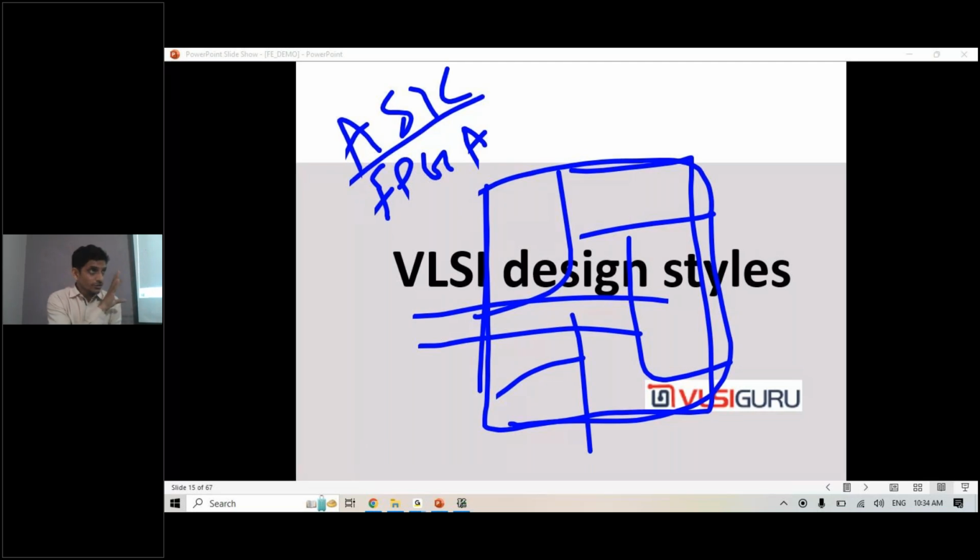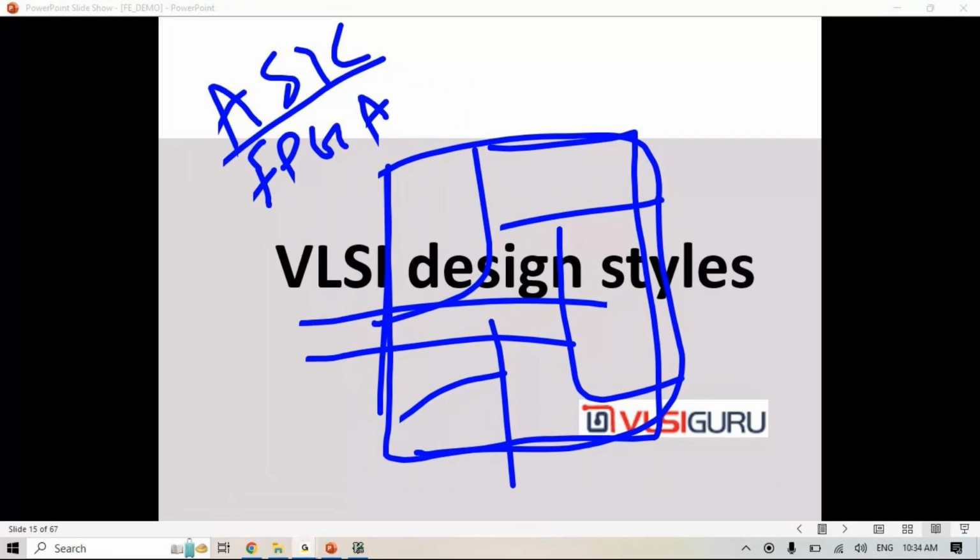In a similar manner, in VLSI, how many styles are there for designing purposes? Two styles. One is what? ASIC. What is the second one? FPGA. In the house example, which one did we prefer, the first one or second one? First one. Same thing with VLSI also. Many companies prefer ASIC. First, let's understand what is the primary reason why you went for from scratch.